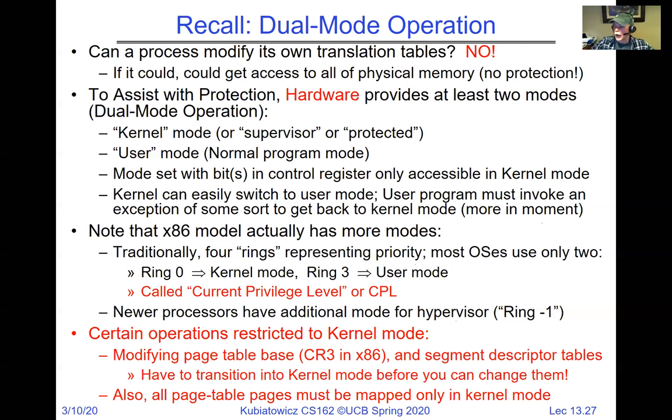And how do we protect things? Well, certain things are only allowed in kernel mode, and in particular, modifying CR3, which is the base of the page table, is only available in kernel mode. And the segment descriptor tables, which I'll show in a moment, are only available in kernel mode. And all page tables must be mapped in memory that can only be modified in kernel mode. So we basically have to make sure that we protect pages.